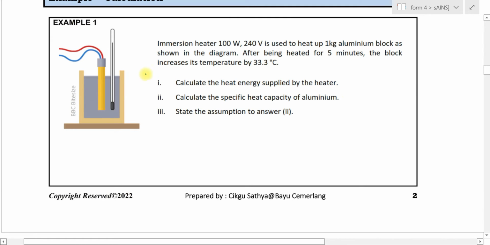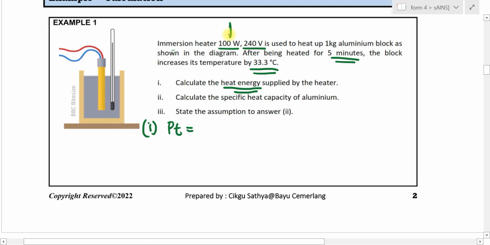Okay, kita tengok. Immersion heater 100 watt 240 volt is to heat up 1 kg of aluminium block as shown in the diagram. After being heated for 5 minutes, the block increased its temperature by 33.3. Okay, now the first question. Calculate the heat energy supplied. Heat energy supplied. PT. So, PT, ya, PT sudah cukup.